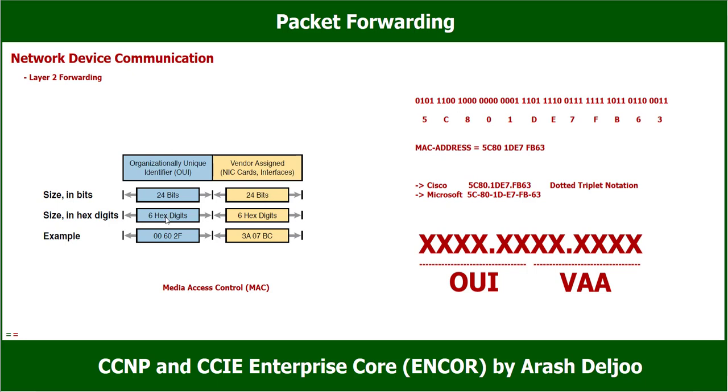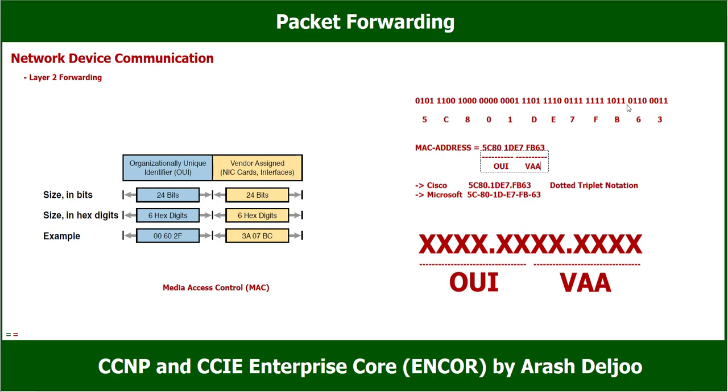24 bits means 6 hex characters, and because of that OUI has 6 hex characters and the vendor assigned address has the other 6 hex characters. For example, in this MAC address, as you can see, we have 12 hex characters, and the first 6 characters are the OUI. This is the OUI, or organizationally unique identifier. And after that, here we have the next 6 characters. And here, as you can see, this is the vendor assigned address.